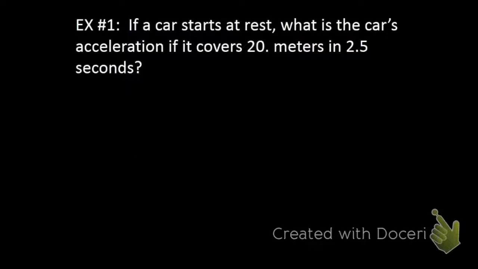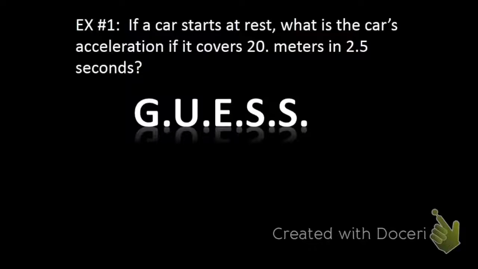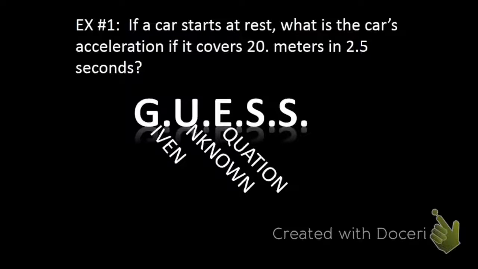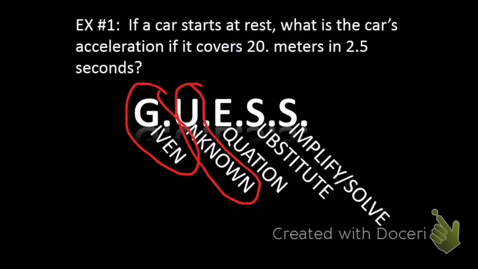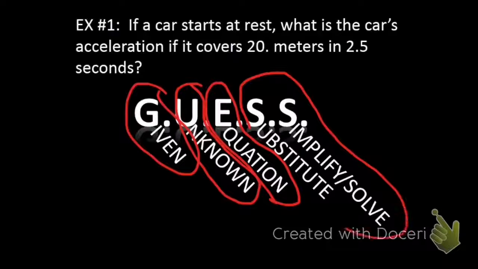The way that we're going to approach these kinematic problems, and really all of our problems this year, is by using something called the GUESS method. This stands for given, unknown, equation, substitute, and simplify or solve. You first need to identify what information is given in the problem, what unknown they are asking you to find, and what equation allows you to relate those values. Then we simply put numbers into the equation, simplify it, solve it for the variable that we're looking for, and we get our final answer.